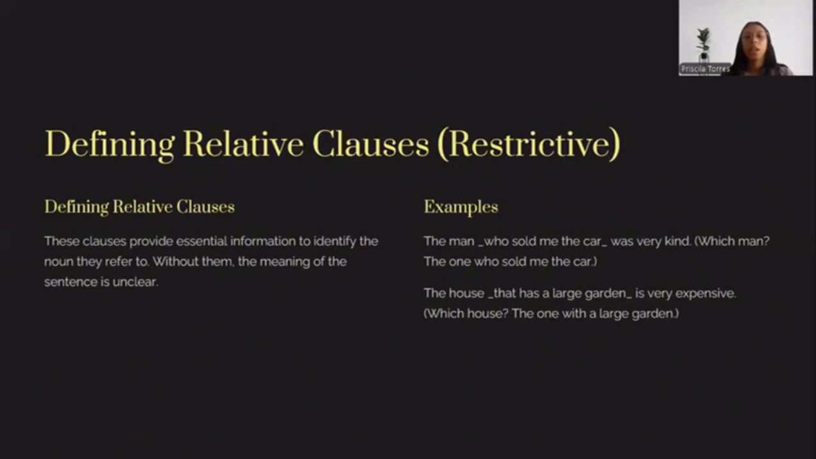The house that has a large garden is very expensive. Which house? The one with a large garden. Next, my partner.